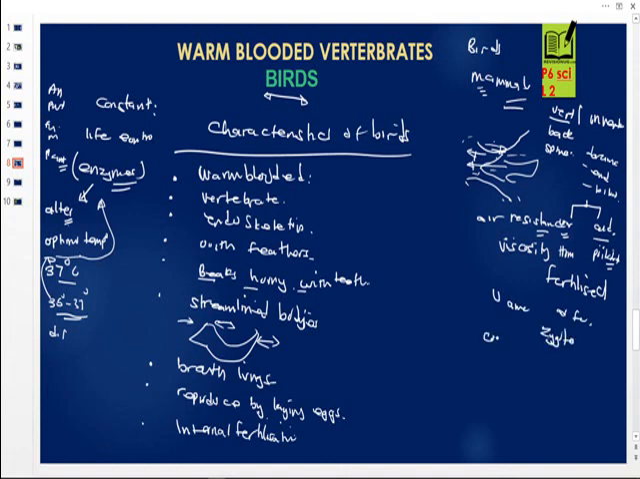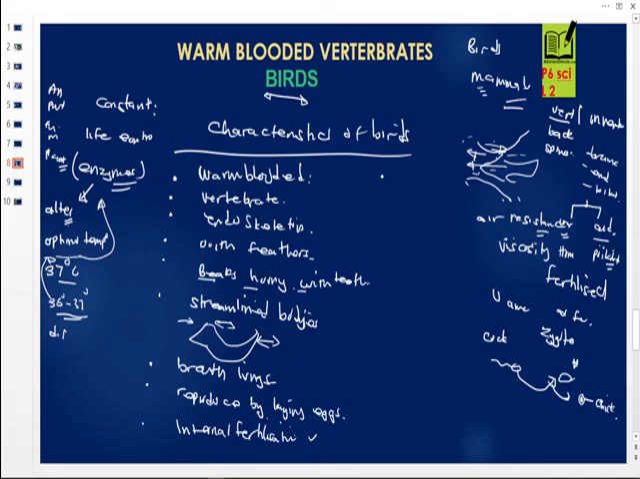For example, a cock or a rooster produces sperms, then a hen produces the ovum. Now this sperm will meet the ovum to make an embryo or a zygote, which will turn to be a chick later on. So birds have an internal fertilization. Then these birds have two pairs of limbs.